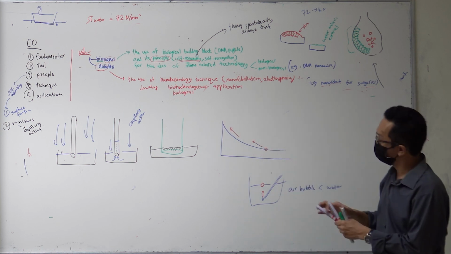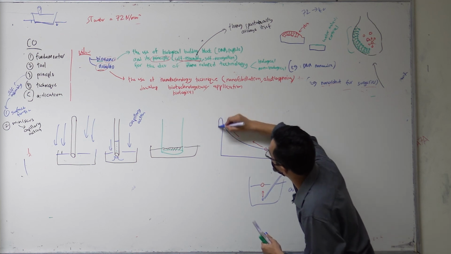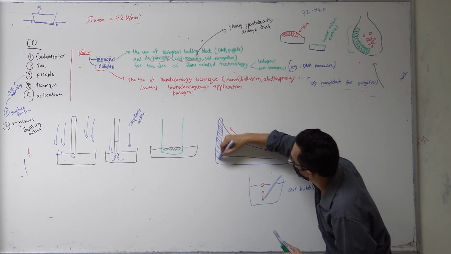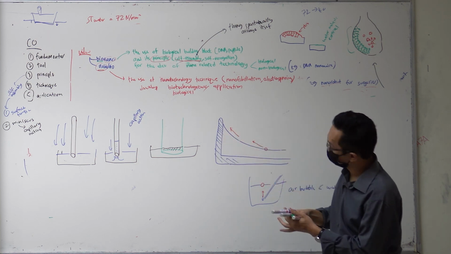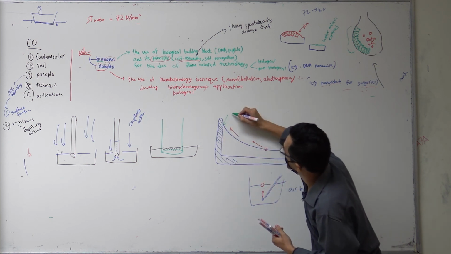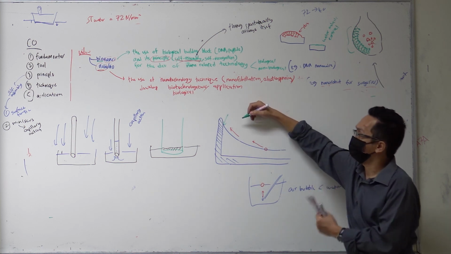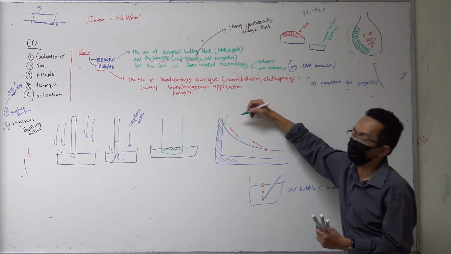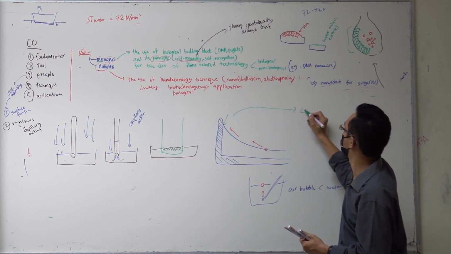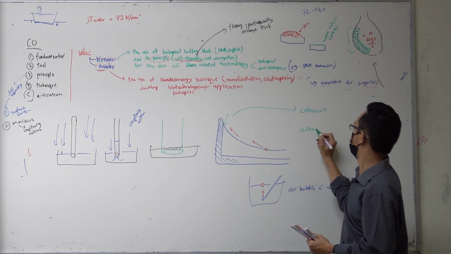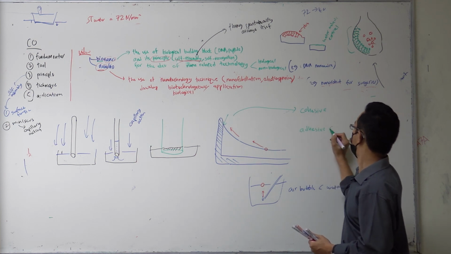But the question now is, why does this happen? This is what we call the meniscus. Let's say this is the surface. Why does the meniscus happen in the first place? This is caused by the cohesive and adhesive forces.